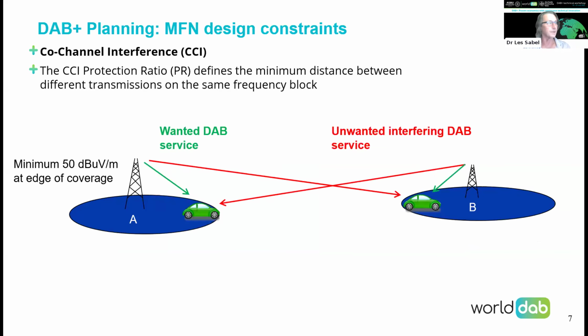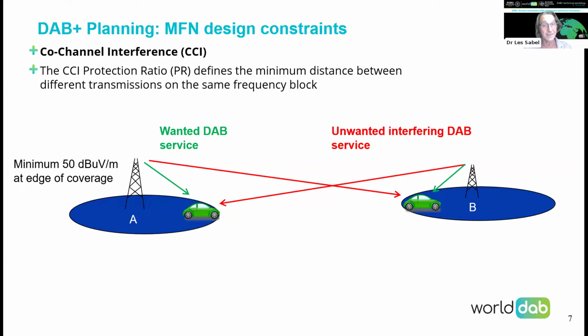So, yeah, minimum distance between these different transmissions on the same frequency block here. So we can see here you've got coverage A and B, and the unwanted interfering DAB service is some distance away. Now, I'm using a minimum field strength coverage for the mobile outdoor reception mode, and it's 50 dB microvolts per meter. And that's what we use in Australia.